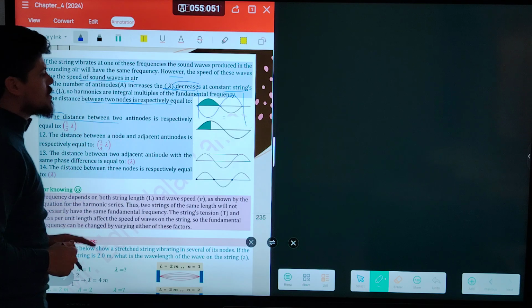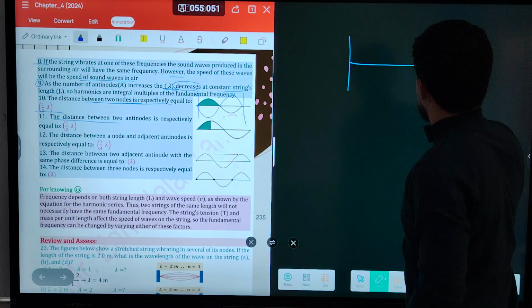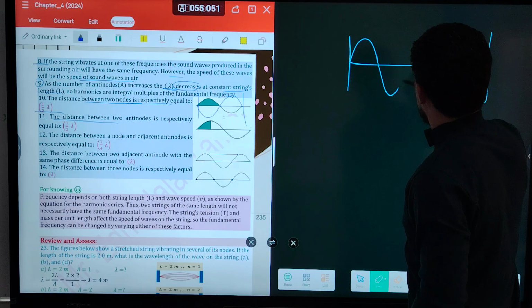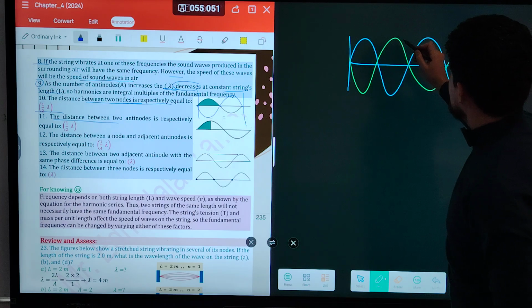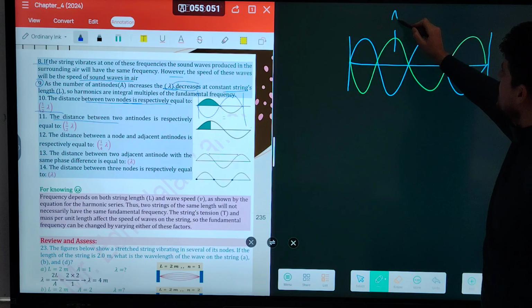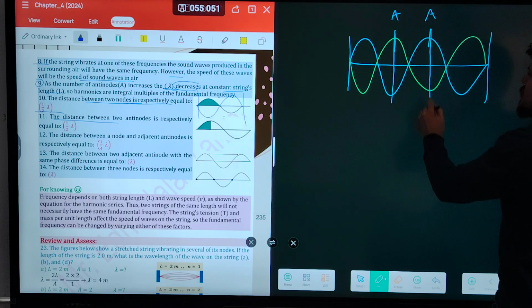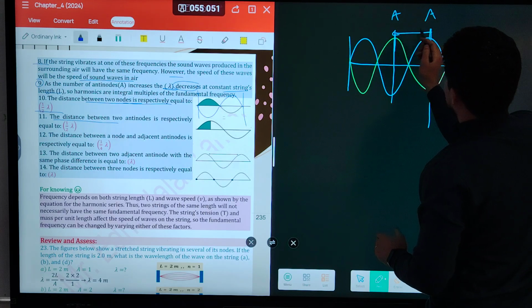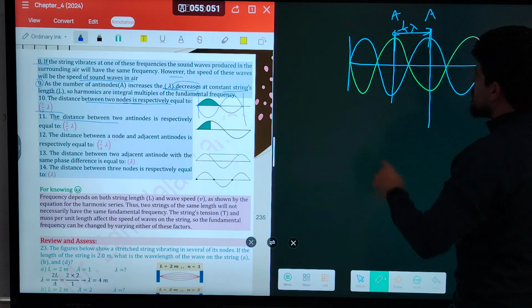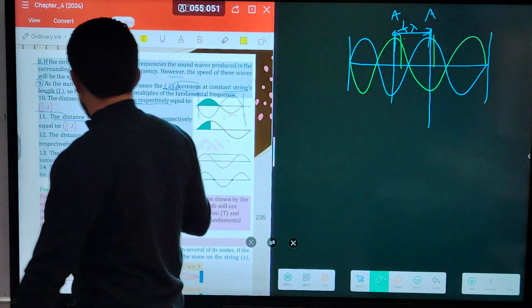Distance between two antinodes, respectively, is also equal to half a wavelength. How? Look. Distance between two antinodes is equal to two half circles, okay? Which means that we have one circle here, half a wavelength. Distance between two antinodes is also equal to half a wavelength.